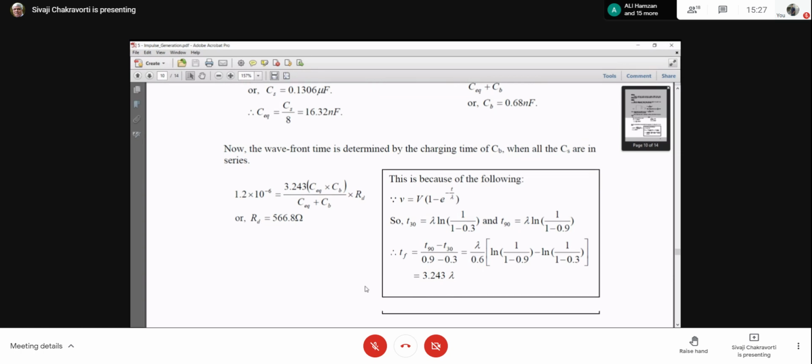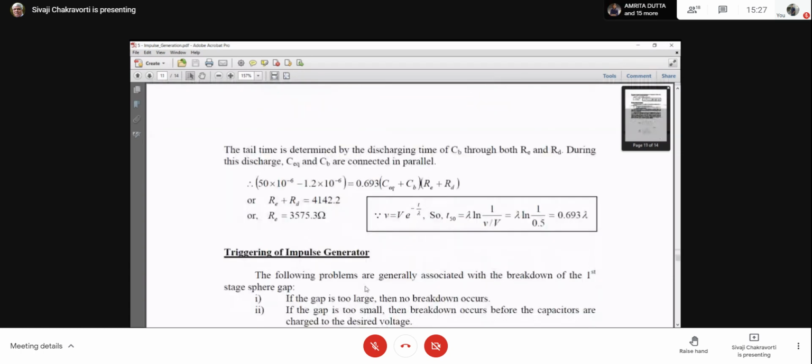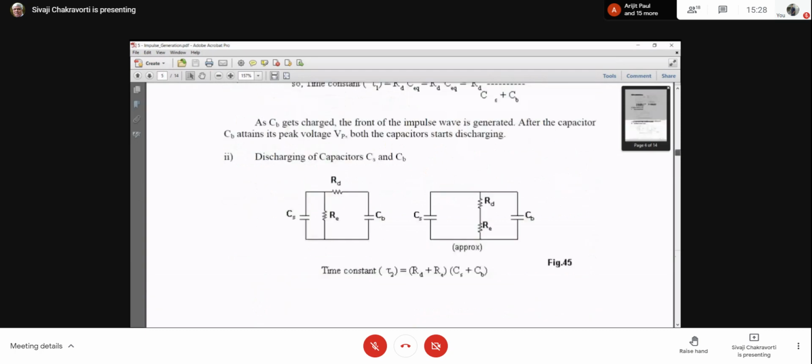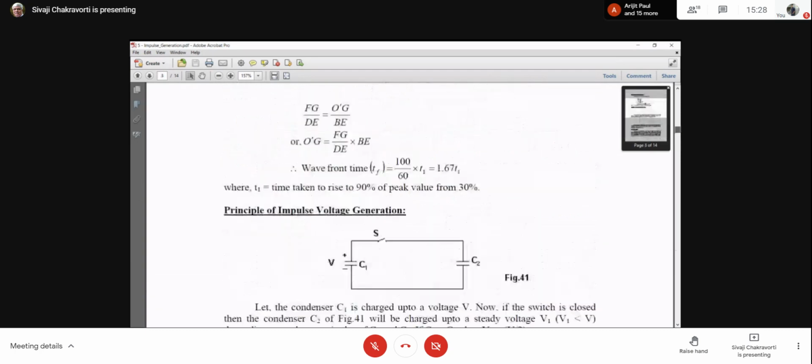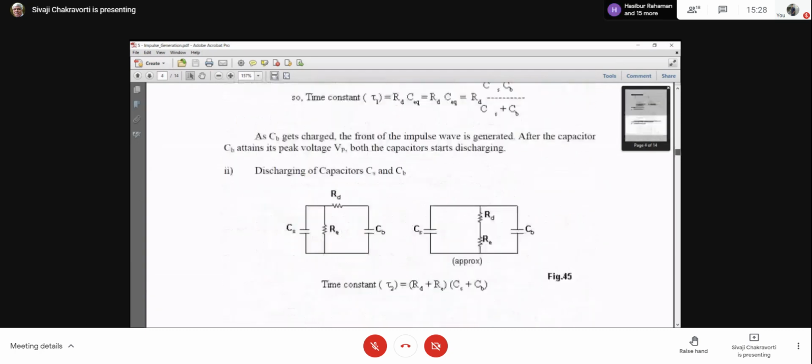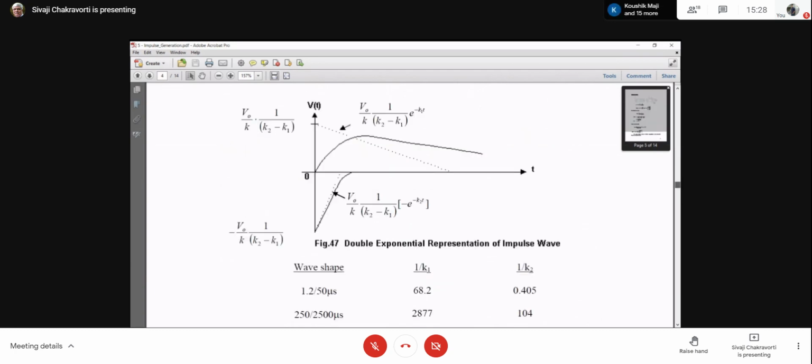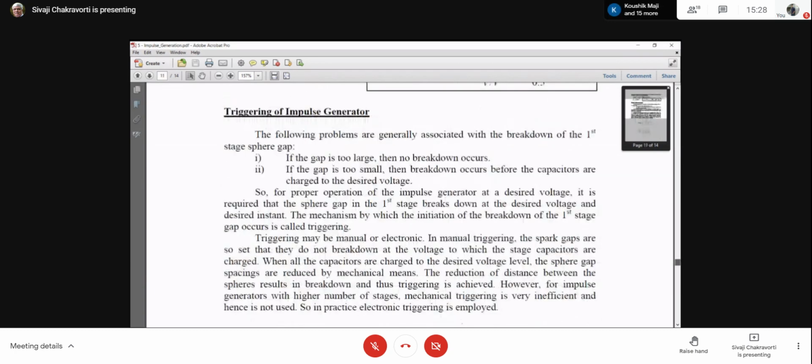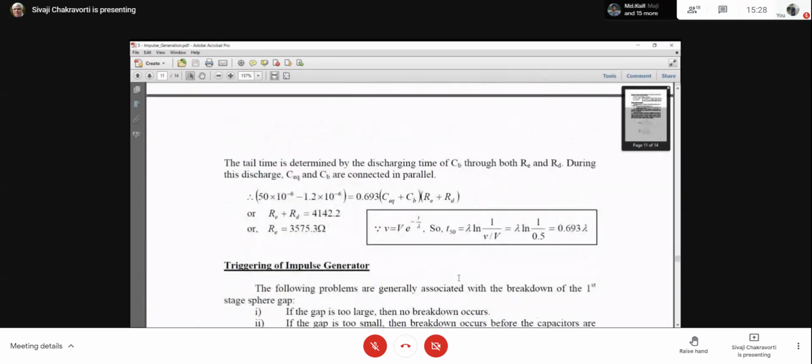Then we do the tail time calculation, and this is done using the discharge characteristics of the RC circuit. In the discharge circuit, let me show you the previous one, this is how it is being discharged. So CS and CP in parallel discharge through RD and RE. We take the same approximate circuit, and in the discharge circuit, the output voltage is always given by this.